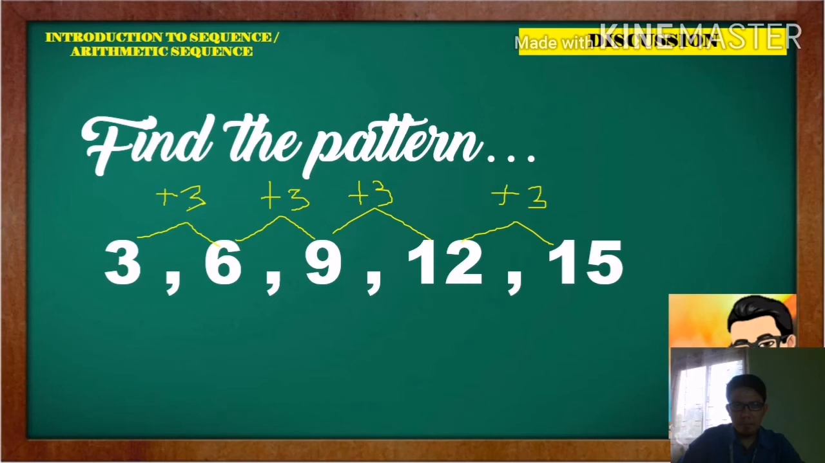So if we are going to add 3, we have 3 plus 3 equals 6. And then doing the same pattern, we have 6 plus 3 is equal to 9. And then in the next, we have 9 plus 3 is equal to 12. And then we have 12 plus 3, we have 15.